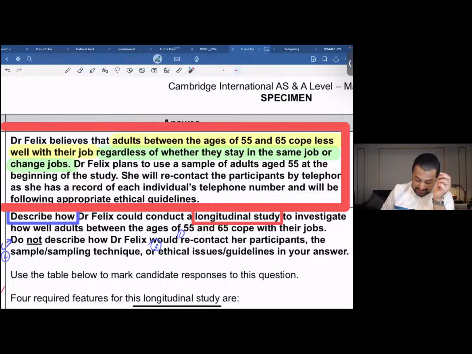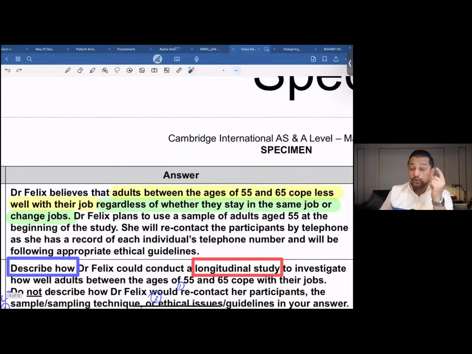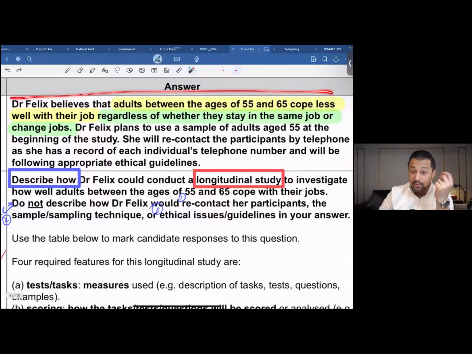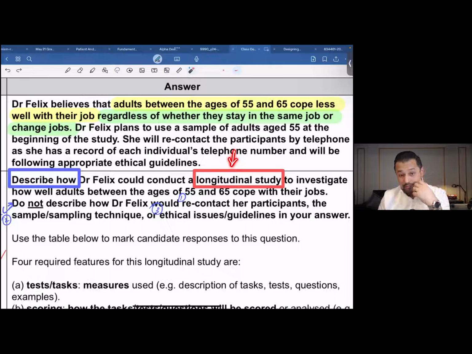And taking this ahead now, moving on to the question. Let's have a look at what the question is now. So this is the scenario that the examiner provided us. And now we move on reading the question. Describe how Dr. Felix could conduct a longitudinal study. Here you go. This is the research method that the examiner is expecting you to use while suggesting a proposal for Dr. Felix, right?